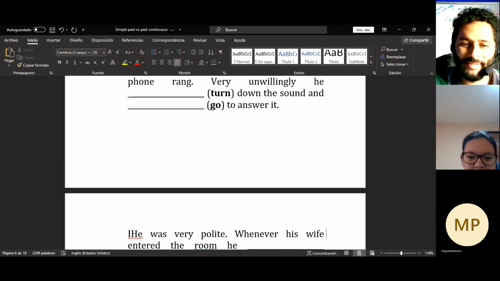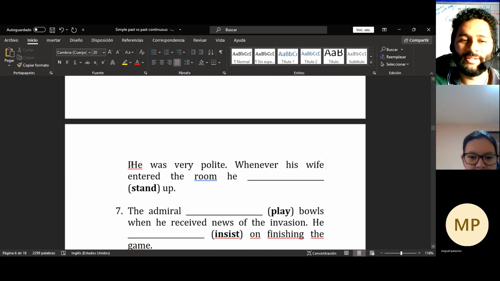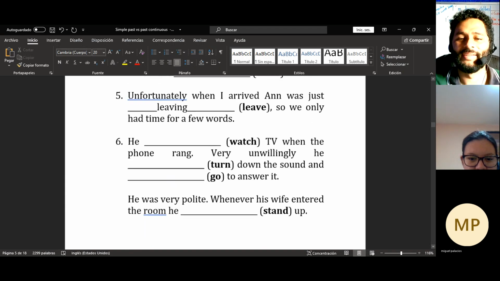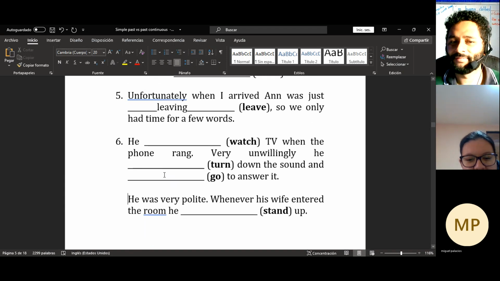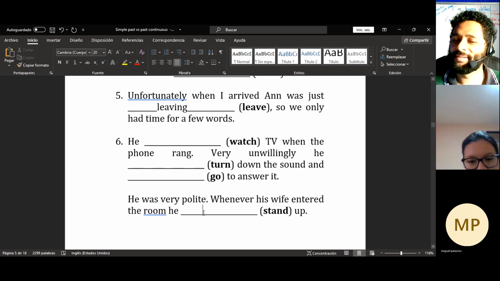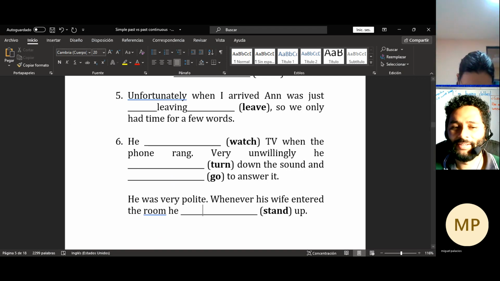¿Qué dice? Bueno, okay. So, in this case, what would you say in this case? He was very polite. Whenever his wife entered the room, he stand up. Okay. Stand. That's in present. But how do you say stand in past? You can look it up in a dictionary if you want. I don't remember. Let me see. Okay.